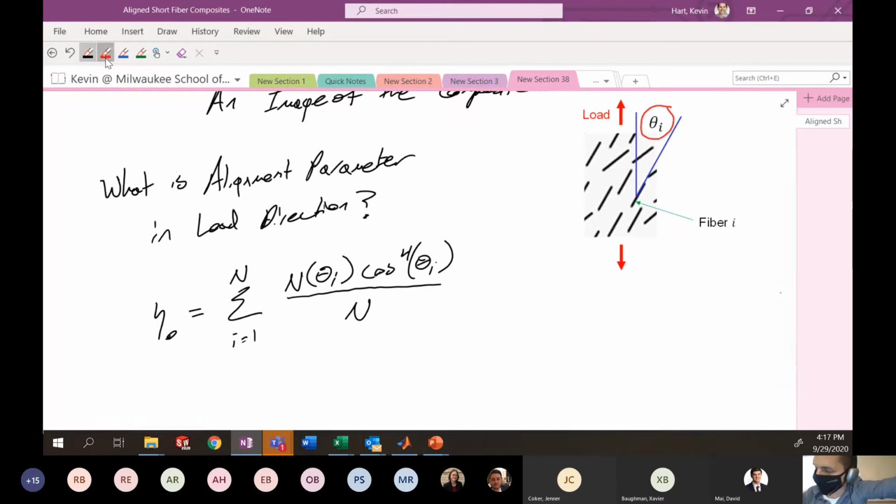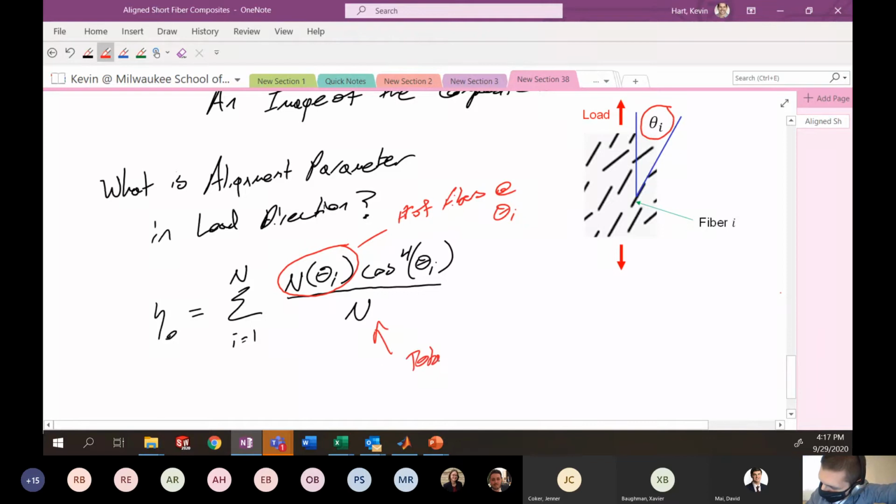So let's make this clear with some writing. Here, this is the number of fibers with an angle of i. This is the total number of fibers. And this is the cosine of the angle associated with the ith fiber, cosine to the 4th.